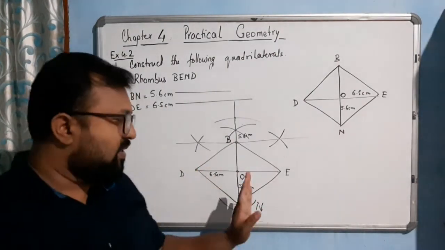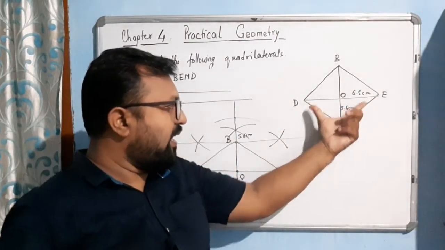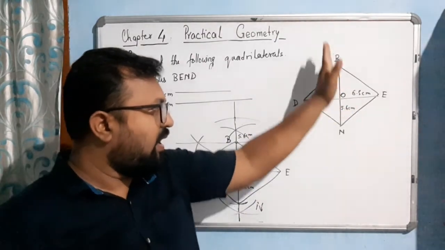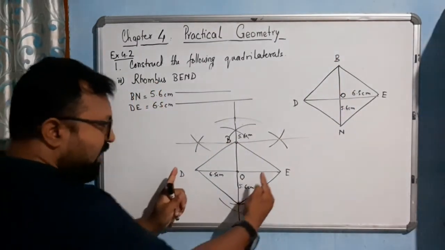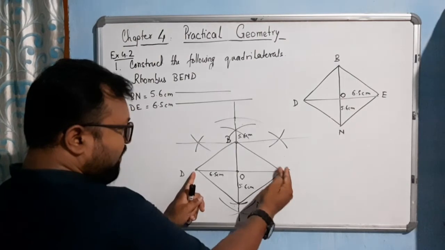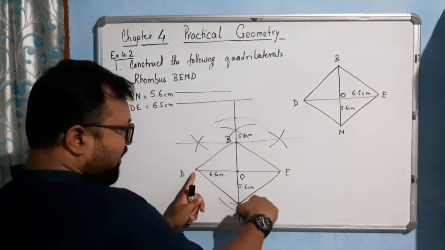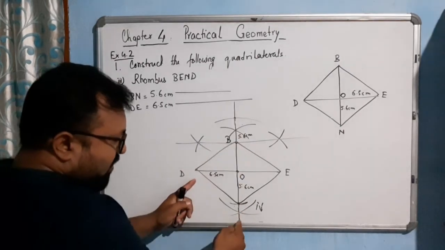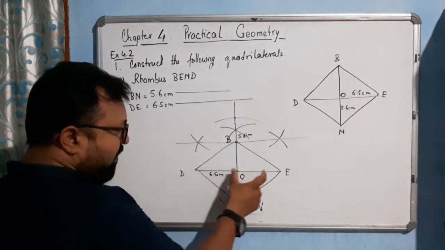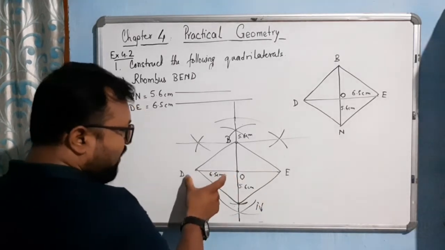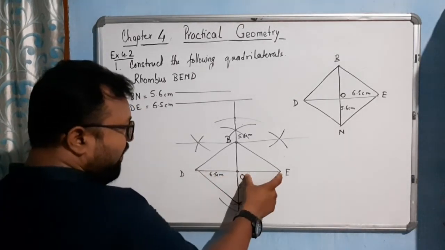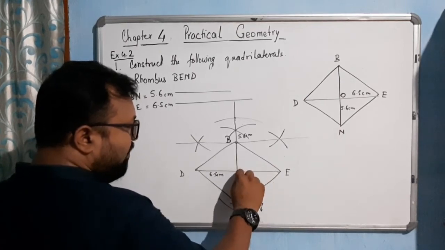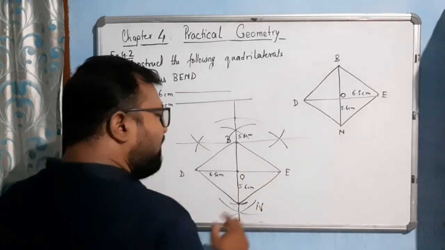Once again, let me show you. First draw DE. In a rhombus, the diagonals are perpendicular bisectors. So I try to find the perpendicular bisector of DE. From E, I put an arc here and here. From D, put an arc here and here. Joining these two intersecting points, I got the perpendicular bisector. Half of DO and OE is equal. Now I need to find half of 5.6 above O and below O, but I don't know the measurement.